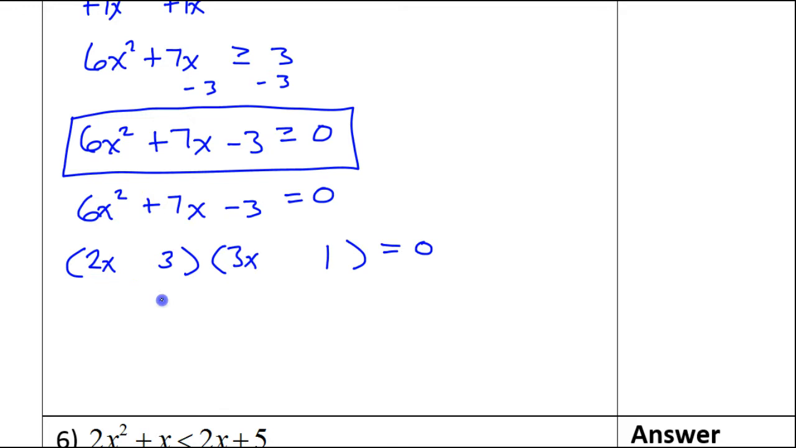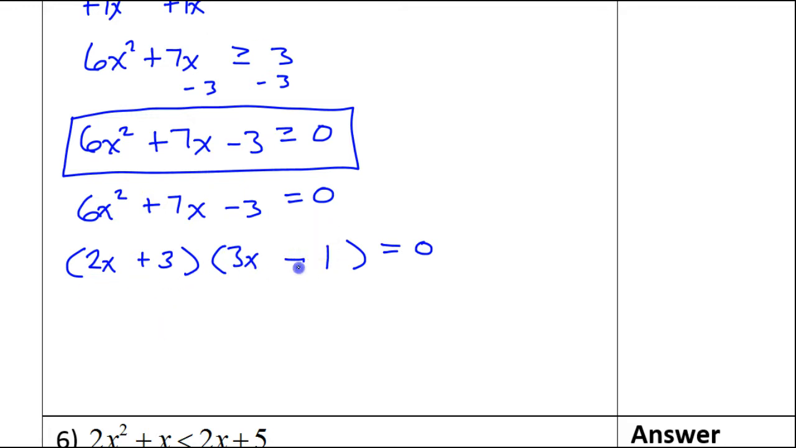Now, inner plus outer must equal the middle. Inner, I have 9x. Outer, I have 2x. So I'm trying to get a middle of positive 7. So if I have a positive 9 and a minus 2, that would make positive 7. So a positive 3 would give me the 9, and a negative 1 would give me the negative 2. Also, positive 3 times negative 1 is negative 3. So even that works out. So that means I have factored it correctly.